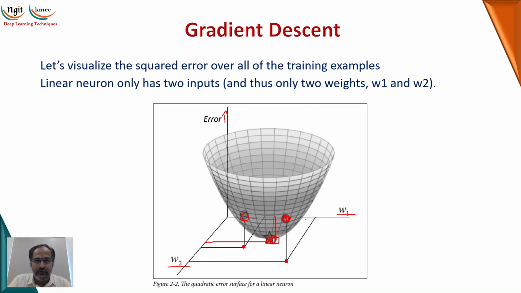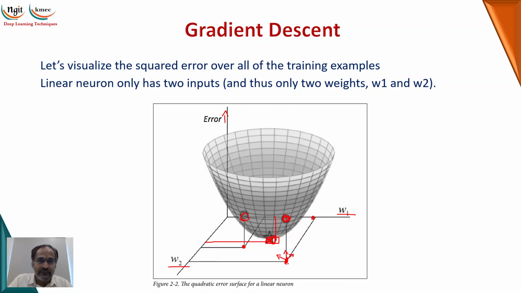W1 is here. We have taken W1 here, meaning that we will take this point. From this point, where we have to move, whether in this direction, this direction, or this direction, which direction you have to move will be decided by this gradient.